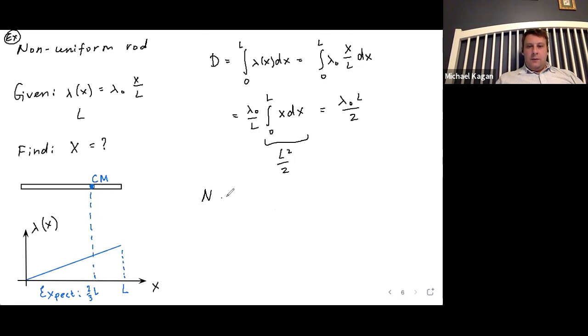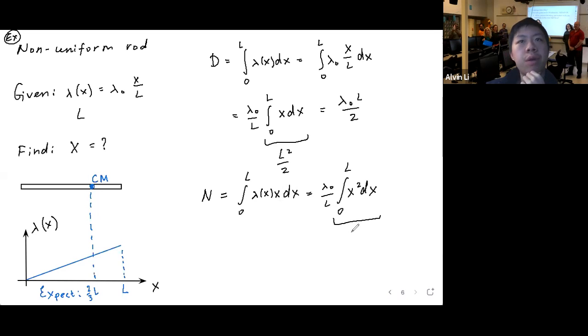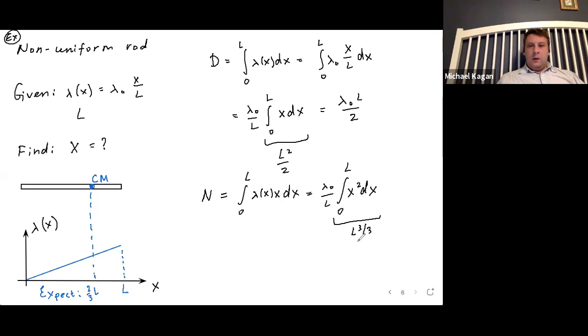Now let's do the numerator. Integral from 0 to L of lambda of x times x dx. We can factor out the lambda over L. We have the integral from 0 to L. Now we have an extra x that makes it x squared dx. And what is this integral? It becomes L to the 3rd over 3. So this whole thing, canceling one factor of L, gets us lambda naught L squared over 3.